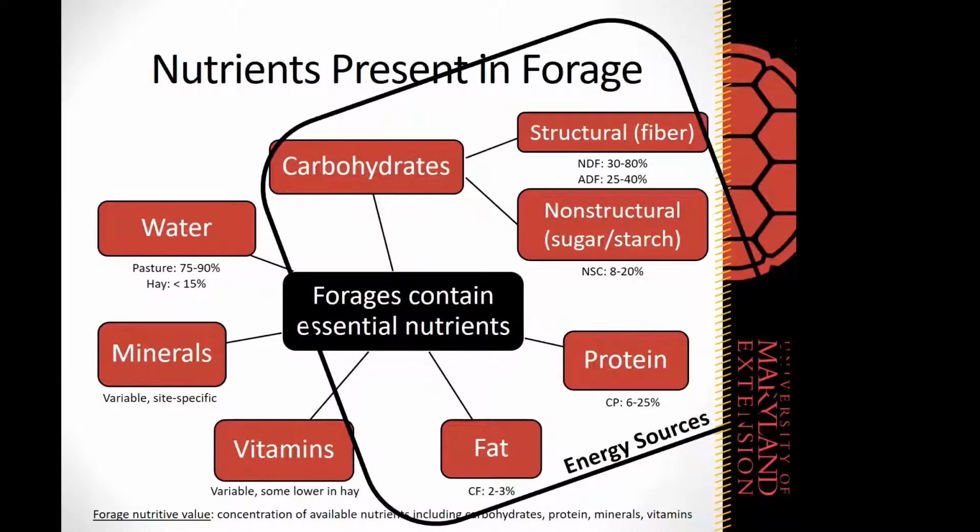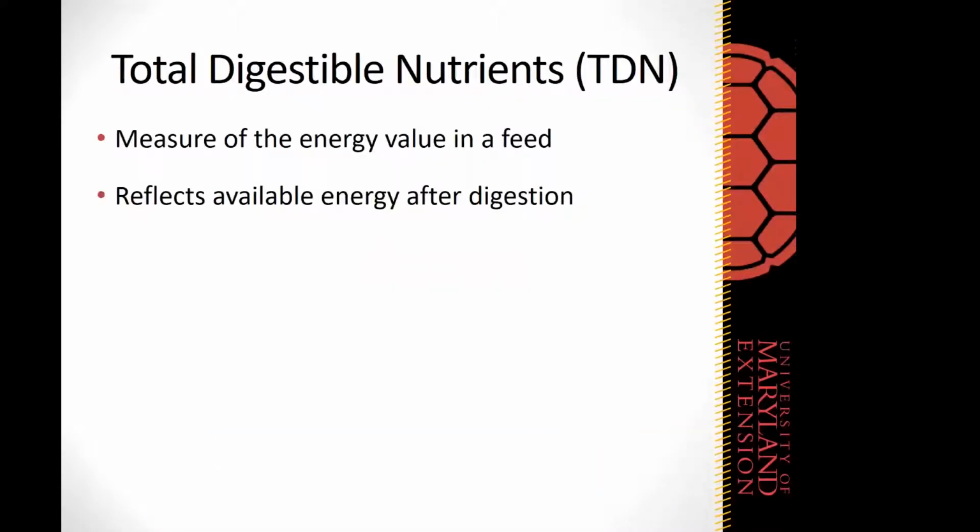So livestock can get energy just like we can from carbohydrates, protein, and fat, and that includes both structural and non-structural carbohydrates. So those are all of our energy sources for our different livestock. And we do have some measures of energy that we see on a forage analysis. One example is total digestible nutrients. This is a measure of the energy value in a feed, and it's designed to reflect the available energy to that animal after digestion.